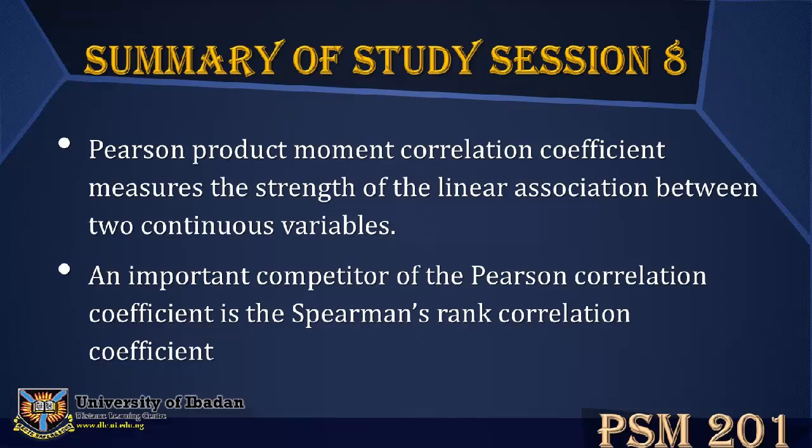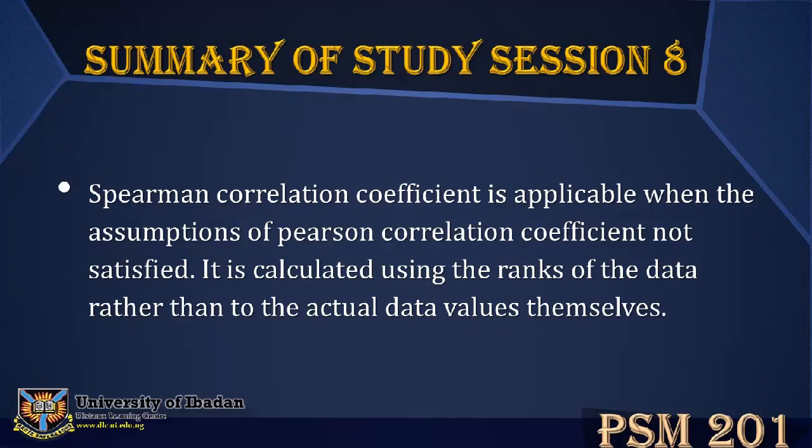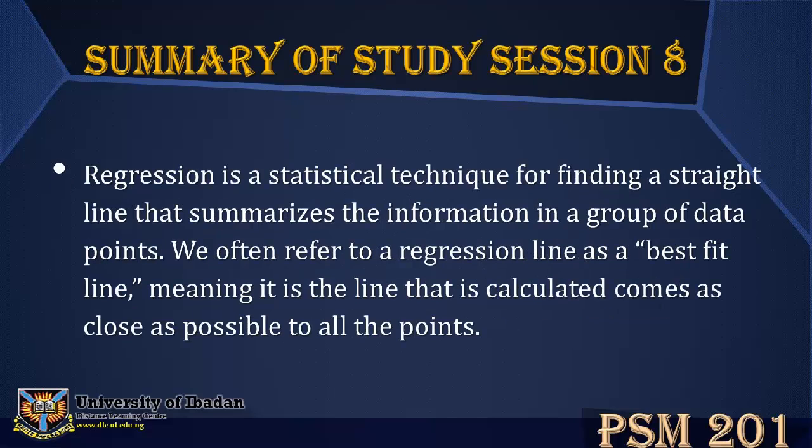An important competitor of the Pearson correlation coefficient is the Spearman's rank correlation coefficient. Spearman correlation coefficient is applicable when the assumptions of Pearson correlation coefficient are not satisfied. It is calculated using the ranks of the data rather than the actual data values themselves.